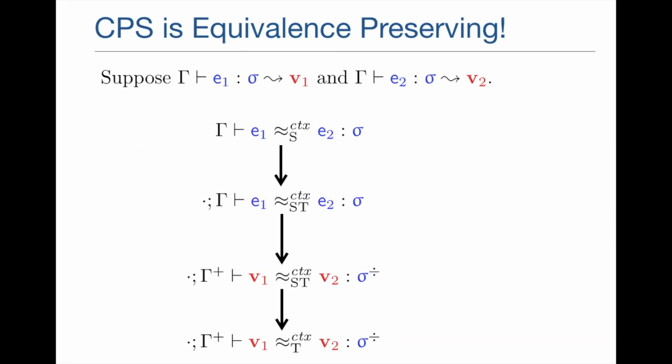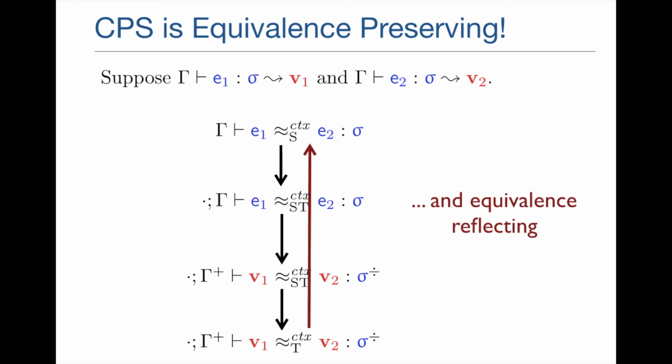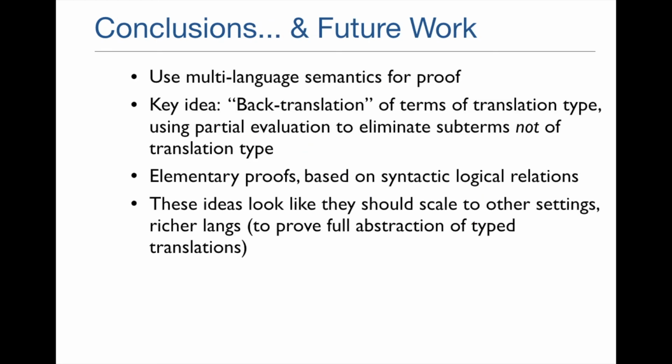And so that shows that CPS is equivalence preserving for the whole thing, right? Because we can get from S to ST, we can always go back and we know it's contextually equivalent. And then it's also equivalence reflecting, which is kind of just saying the compiler is correct.